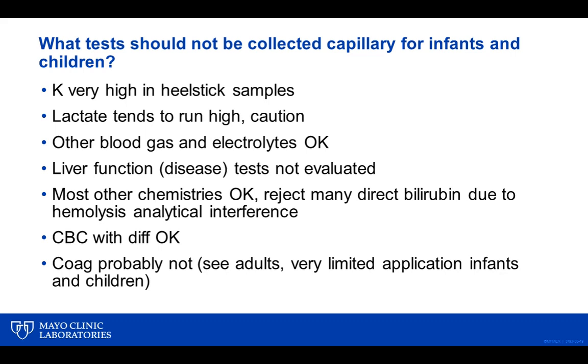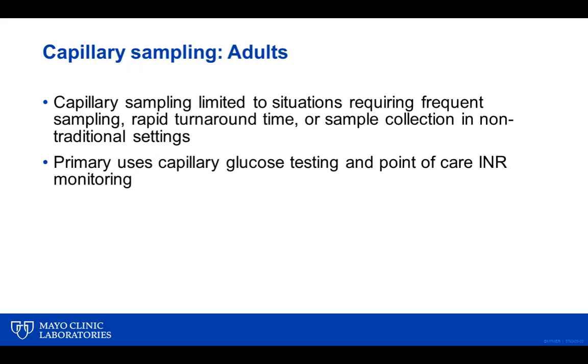Coagulation, generally not. We're going to cover point-of-care INR in adults. Generally, in coagulation, to assess the coagulation state of a patient, you need venous blood or arterial blood. The exception to that is point-of-care INR for the purpose of warfarin monitoring, but because there are not a lot of children on warfarin, we just rarely get capillary blood to assess coagulation in children and infants. So now we'll move on to adults.